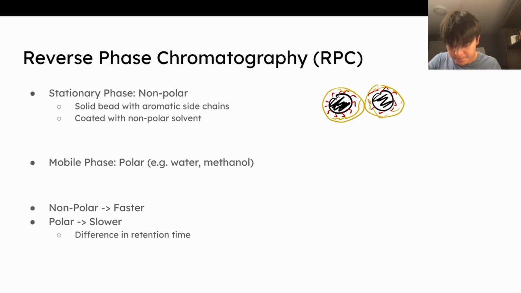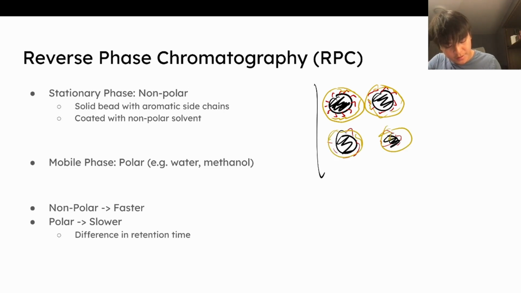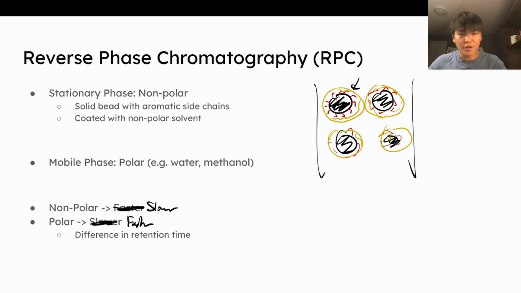That's a solvent. Imagine we have the same thing continuing in the column. So this is pretty messy. Then the mobile phase will be a polar solvent like water or methanol. Now imagine what's going to happen. The non-polar analytes are going to chill in more. I made the same mistake here: slower, faster. They're going to interact more with this non-polar solvent.